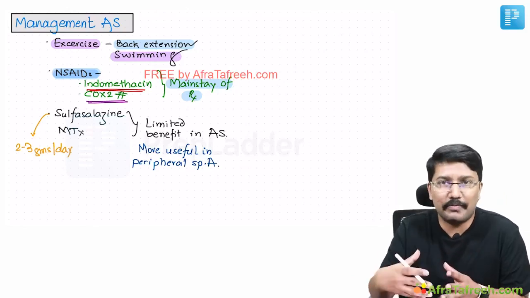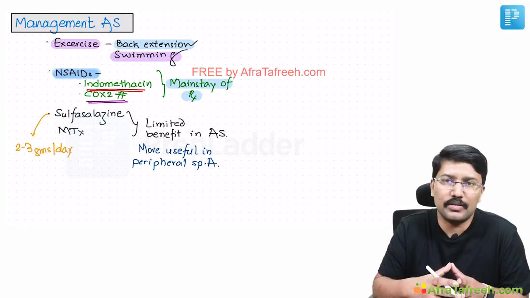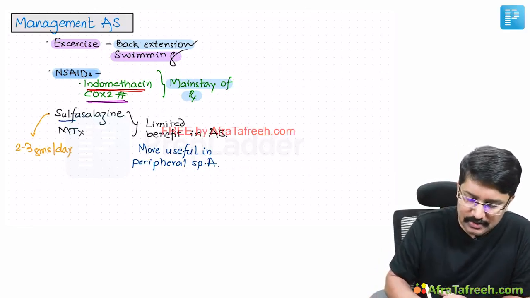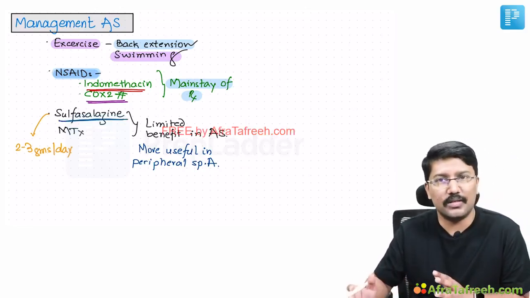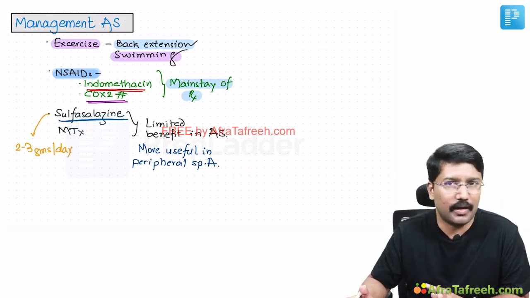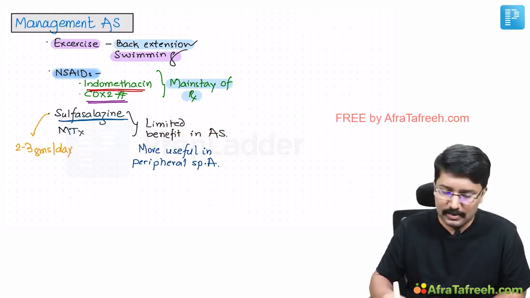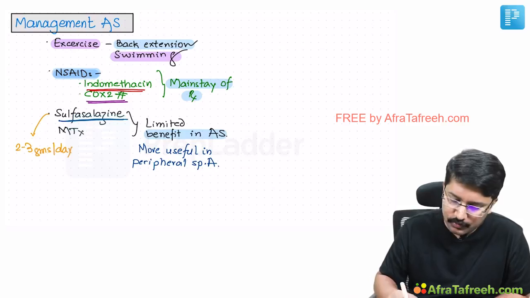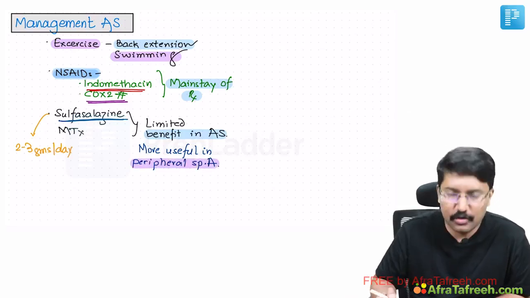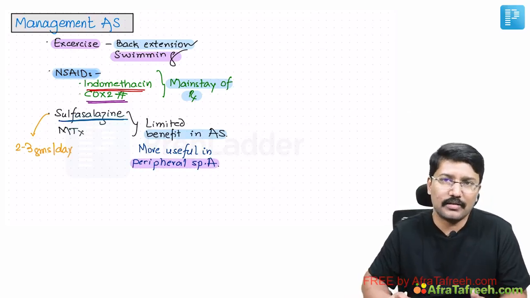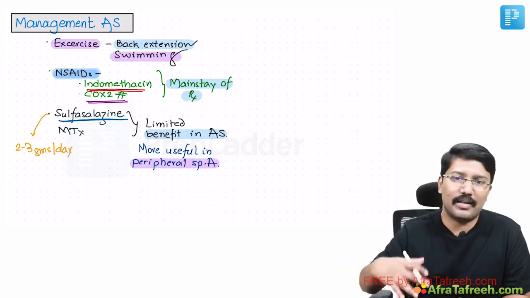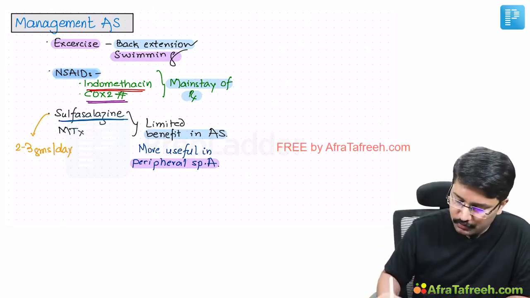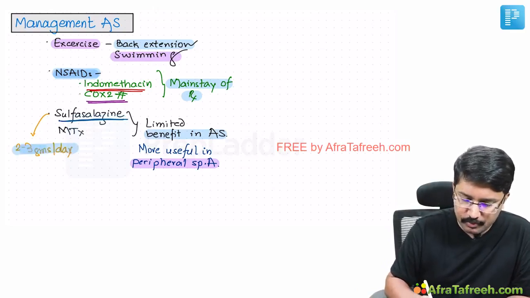When NSAIDs are not helping at their reasonably well tolerated doses, you may consider adding a disease modifying agent. Disease modifying agents include sulfasalazine. That is the most commonly used disease modifying agent in axial spondyloarthritis. But the truth is they have limited benefit in ankylosing spondylitis, but they are more useful in peripheral spondyloarthritis. Even in patients with ankylosing spondylitis, they give a better result on the peripheral joints than the sacroiliac joint and the axial skeleton. If at all we are using it, we have to use a dose of around 2 to 3 grams per day, right?